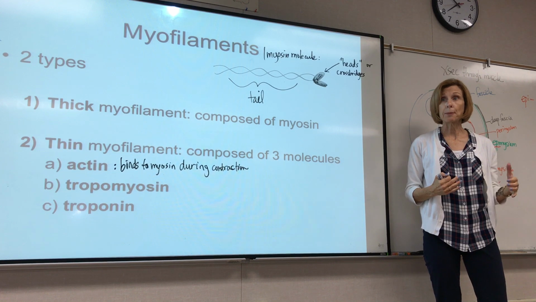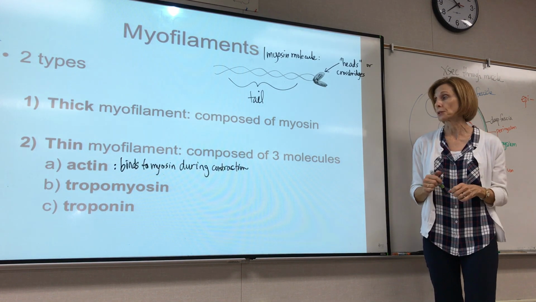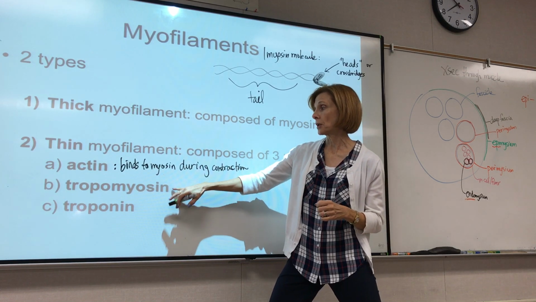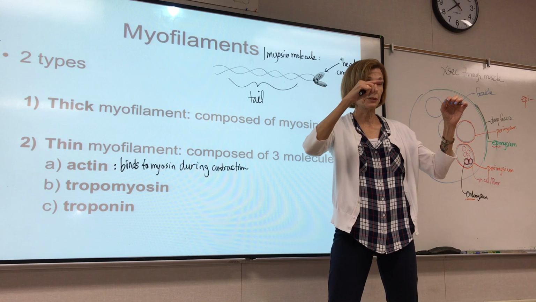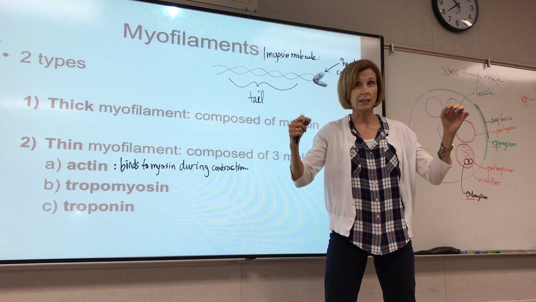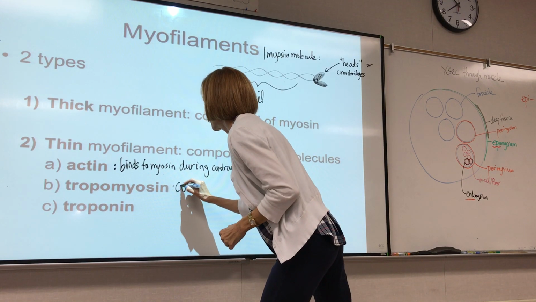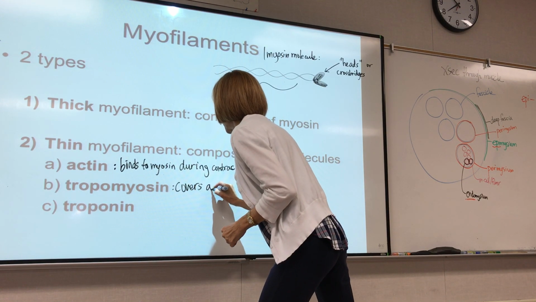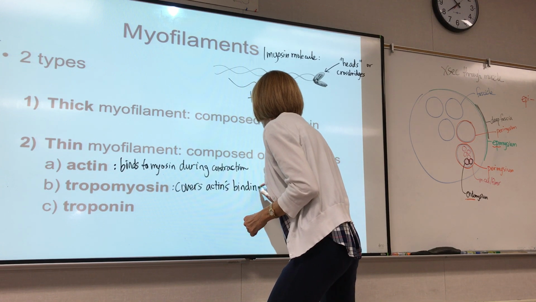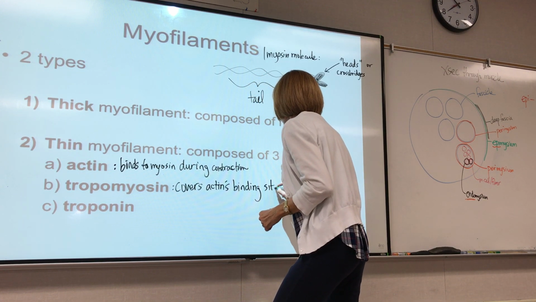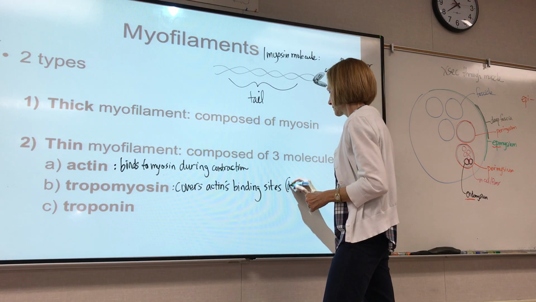So to prevent that from happening, something has to cover the binding sites on the actin molecules, and that is going to be this molecule here. It's called tropomyosin, and it wraps around the thin filament, covering actin's binding sites so that myosin cannot bind. Okay, so we'll just say tropomyosin covers actin's binding sites when the cell is relaxed.